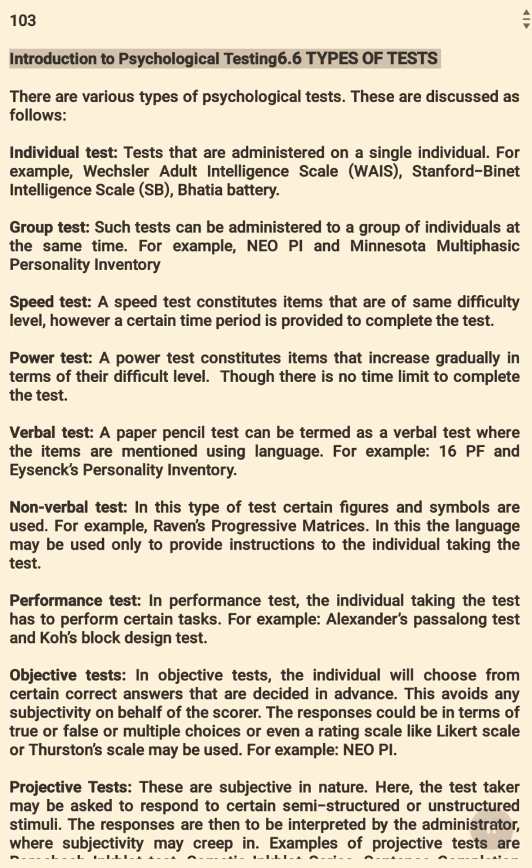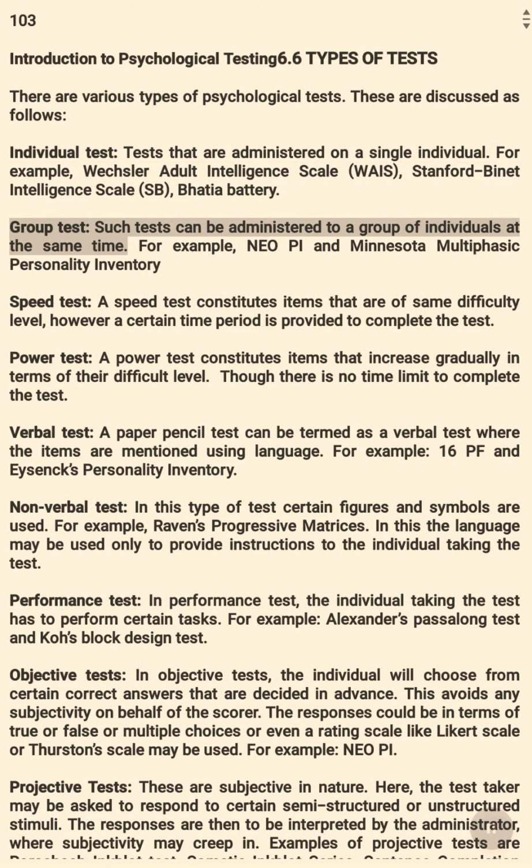6.6 Types of tests. There are various types of psychological tests. These are discussed as follows. Individual test. Tests that are administered on a single individual. For example, Wechsler Adult Intelligence Scale, WAIS, Stanford Binet Intelligence Scale, SB, Bhatia Battery.